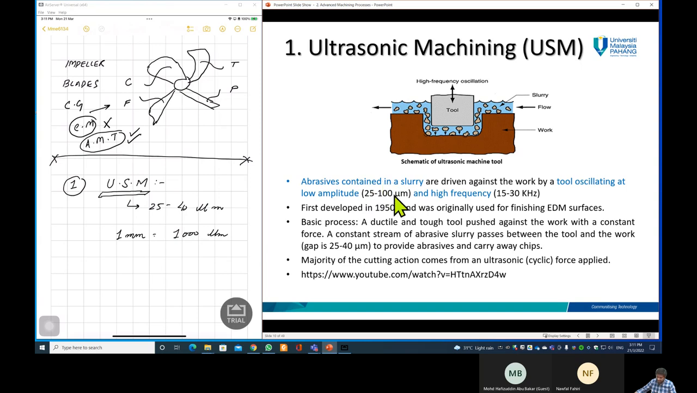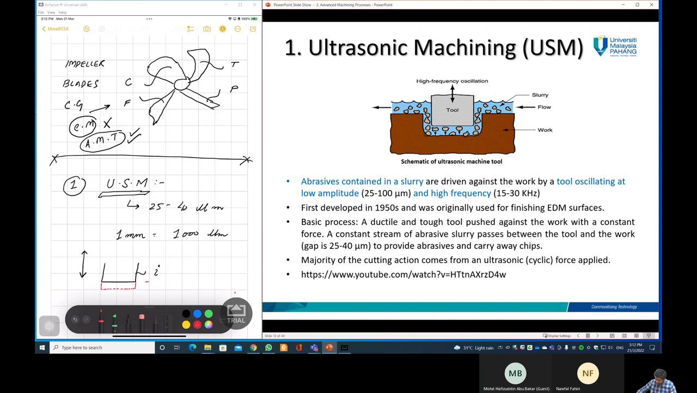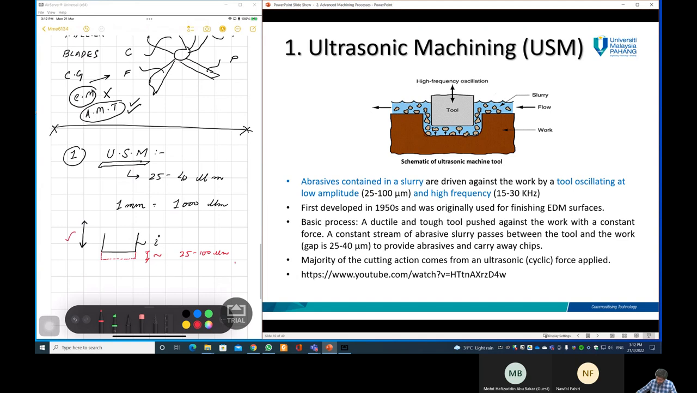Now the tool amplitude. The direction of the tool is to and fro, up and down, but how much does the tool move? This is the initial position, and how much does the tool move from the initial position to the final position? This is also very, very small, and that is called the amplitude of the tool. This distance is given as 25 to 100 micrometer, the distance by which it moves up and down. So this is called to and fro movement.